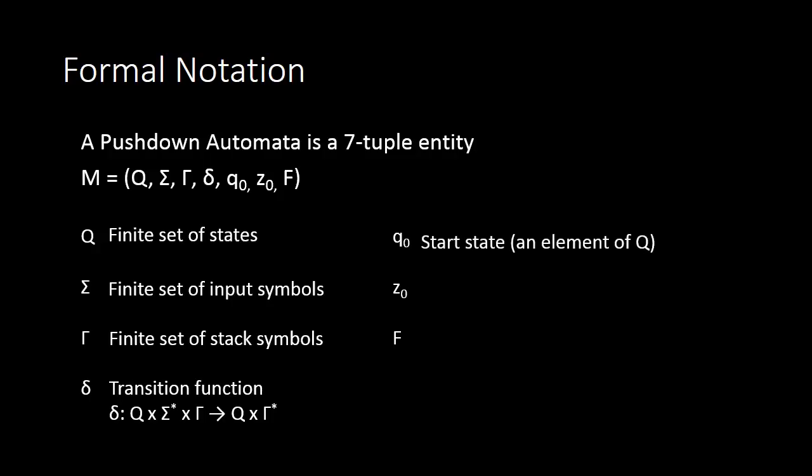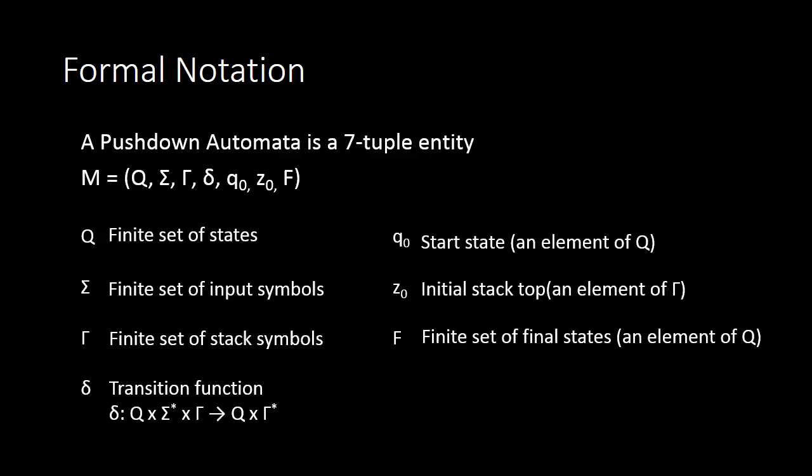Q naught is the start state. The start state is the state in which the machine boots up or starts in. So obviously it has to be an element of Q. Z naught is the initial stack top. If we encounter Z naught, then that means that the stack is empty because it is the first element in the stack. And obviously it has to be an element of gamma, the stack symbols.